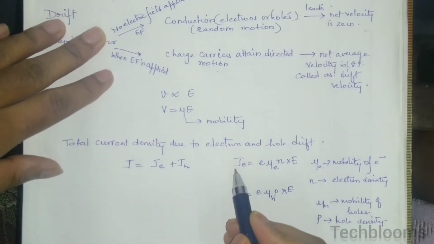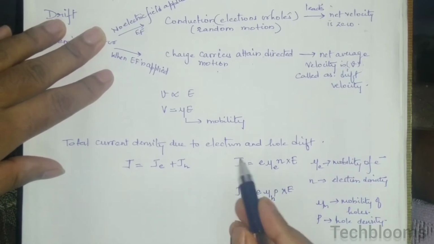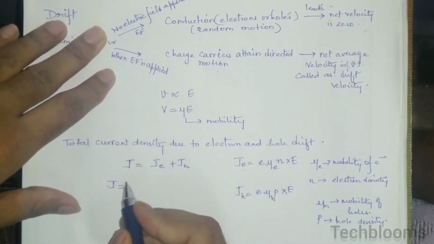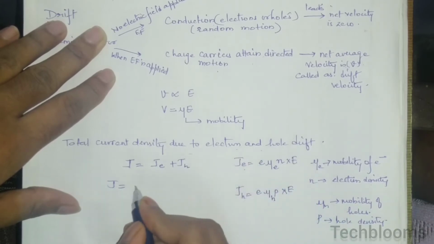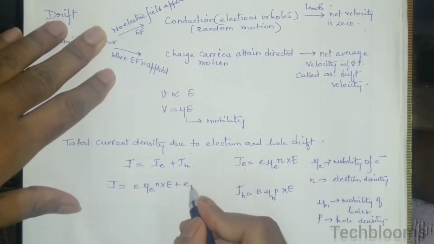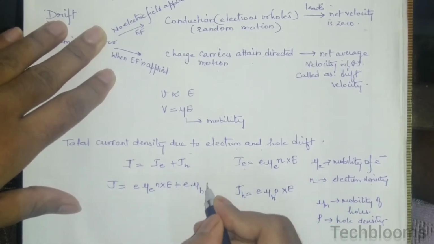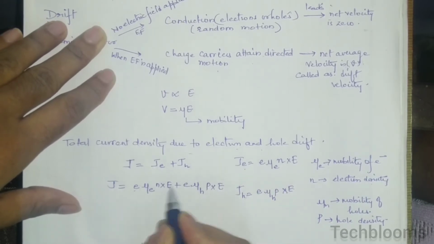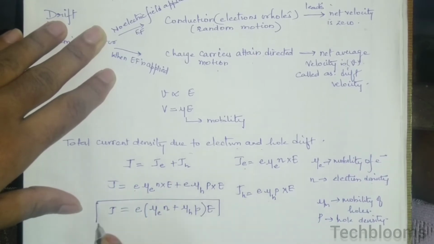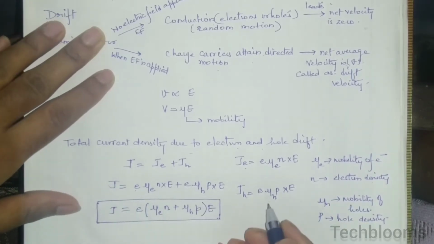So let's sum this up. We have found the current density due to electron drift and the current density due to hole drift. Combining them, we get the total current density due to hole and electron drift: e mu E N into E plus e mu H P into E. Since e and E are common, we take the small e outside, giving e times mu E N plus mu H P, into capital E. So this is the total current density due to electron and hole drift in a semiconductor.